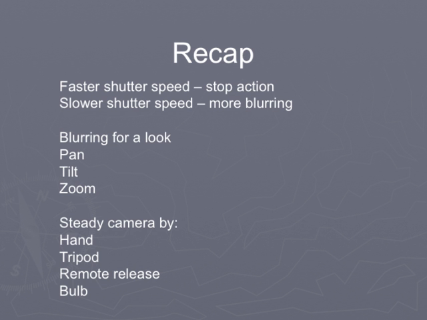We can help steady our cameras by bracing ourselves better when we're taking the photograph, using a tripod or a monopod to help brace the camera itself, or sometimes we can use a fence post or something to set it onto to take those photographs. Use your remote release or the self timer to take your hands off the camera and keep it really steady. Or you can use the bulb release to be able to take really long exposure times.